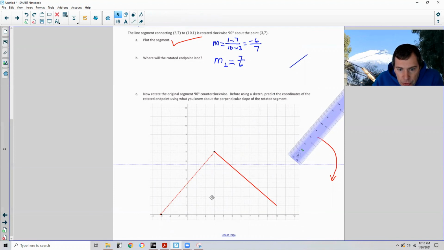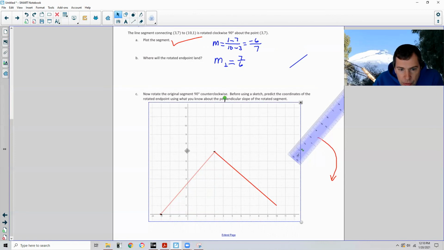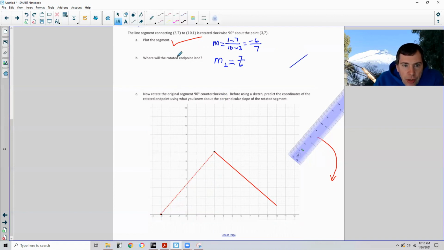1, 2, 3, 4, 5, 6. 1, 2, 3, 4, 5, 6, 7. So if we did two triangles, they'd have the side lengths of 6 and 7. So therefore, the hypotenuse on both of these triangles that we would form with these sides would be equal. It'd be the sum of 6 squared plus 7 squared and taking the square root. So these are the same length, and that's where the rotation would end up.